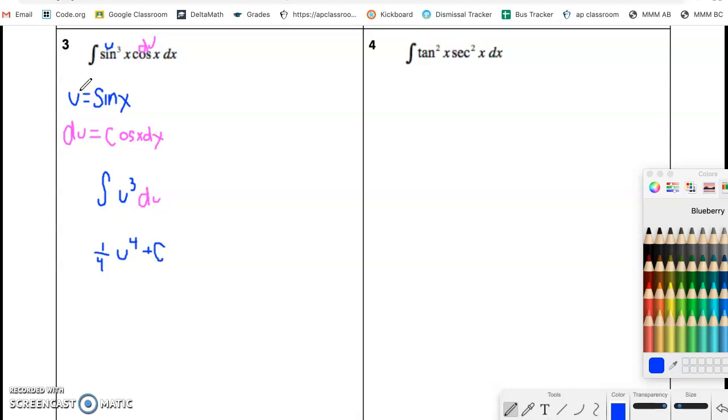I know u is sine x, so I substitute sine x back in, and I get 1/4 sine to the 4th x plus c.